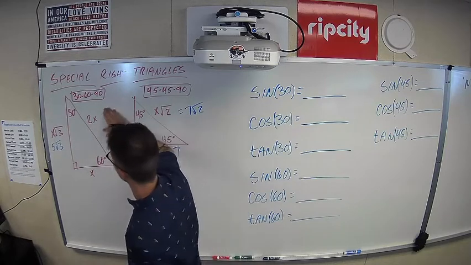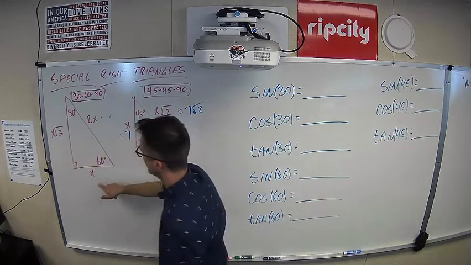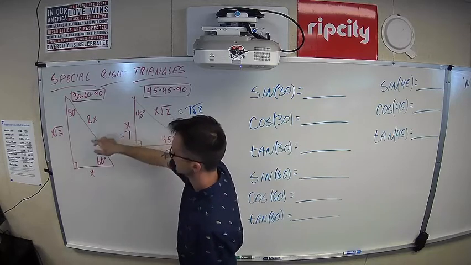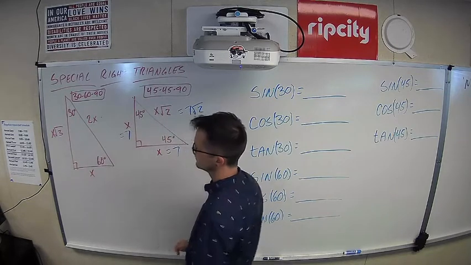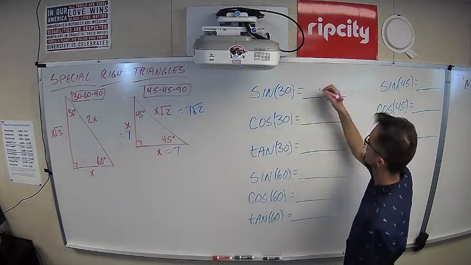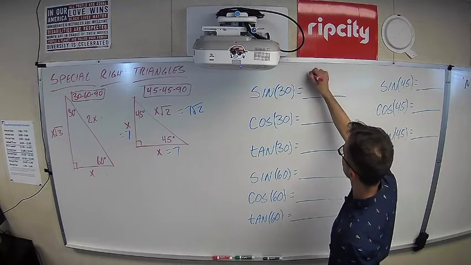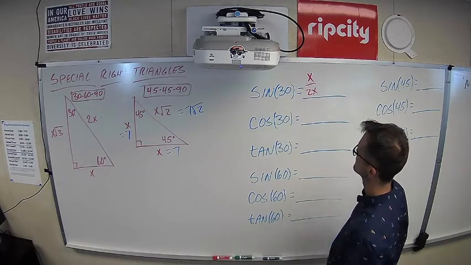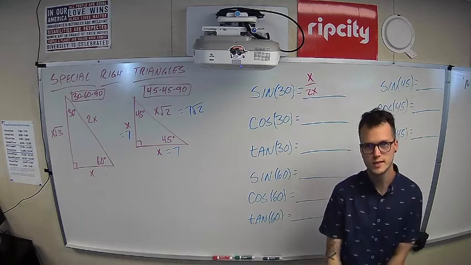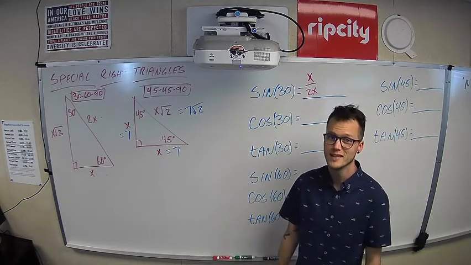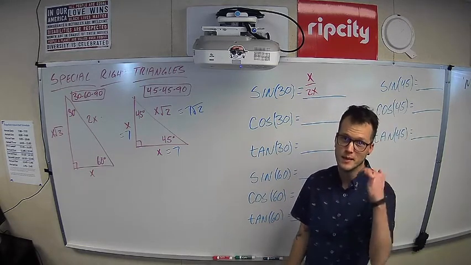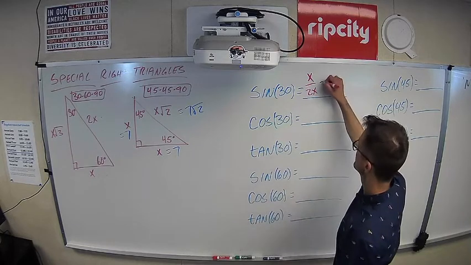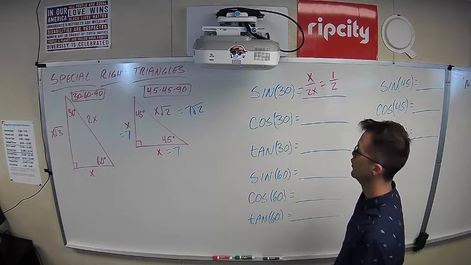We're going to get rid of all the blue stuff here. The opposite is length x, and the hypotenuse is 2x. So the sine of 30, we can say, is x over 2x. Well, that's a little uncomfortable because we're used to seeing numbers. Notice there's an x on top and an x on the bottom that can cancel out. This is going to simplify to 1 over 2.